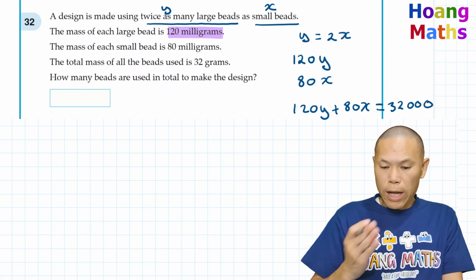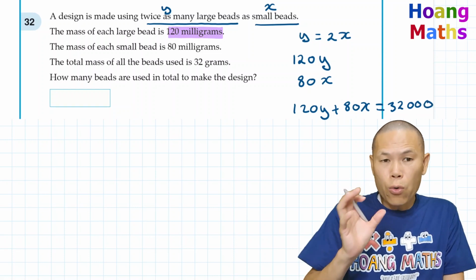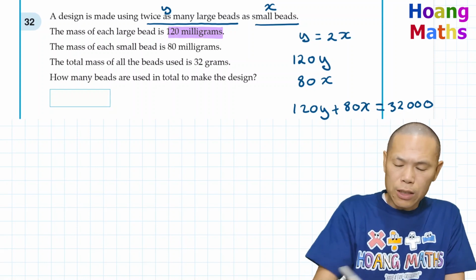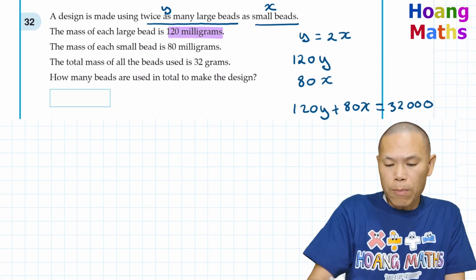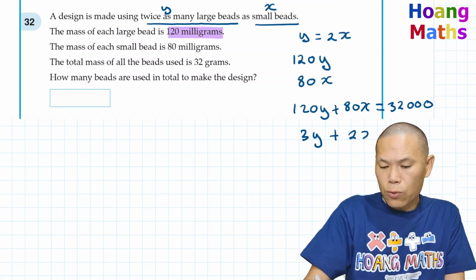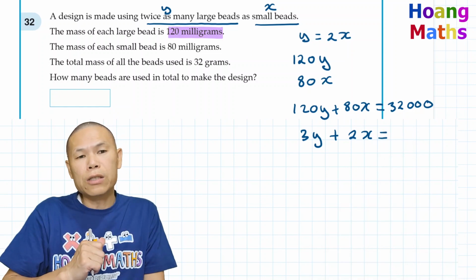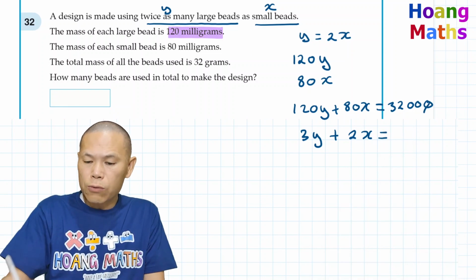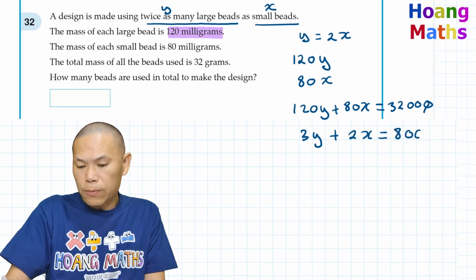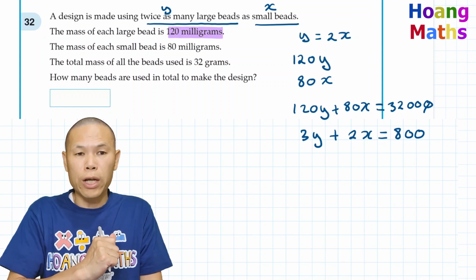milligrams. So what I can do is I can divide the whole equation by 40. We just reduce it, make it smaller first. So if I divide by 40, 120 divided by 40 is 3, so it's 3y. We add 80 divided by 40, which is 2, so 2x. And 32,000 divided by 40. So we cancel a 0. So 32 divided by 4 is 8. So that is 800. Otherwise, of course, you can just use a calculator.